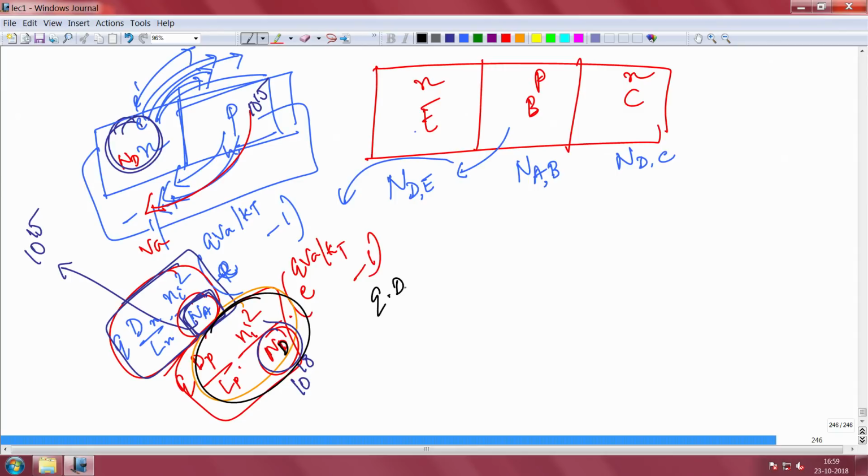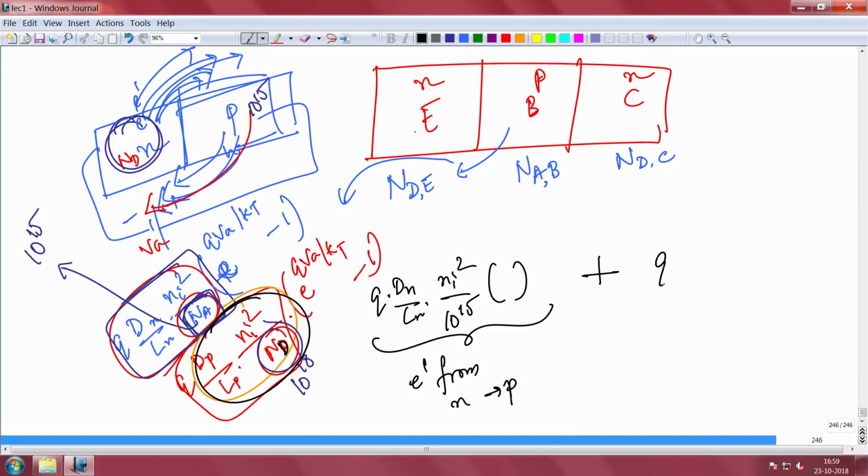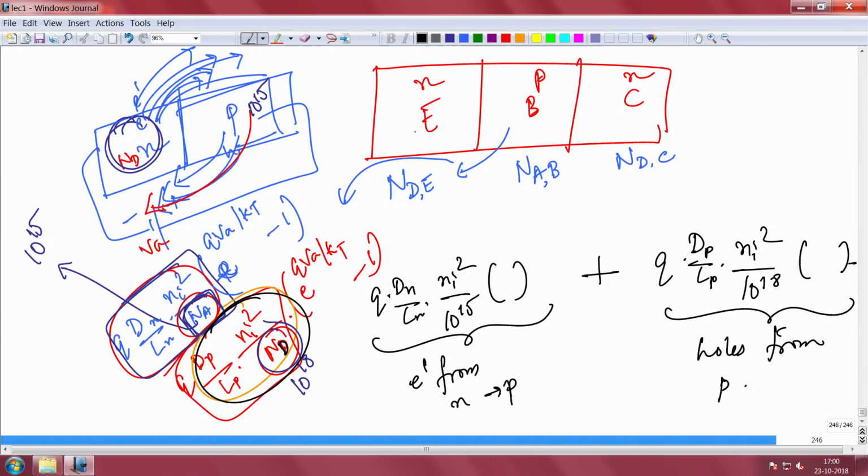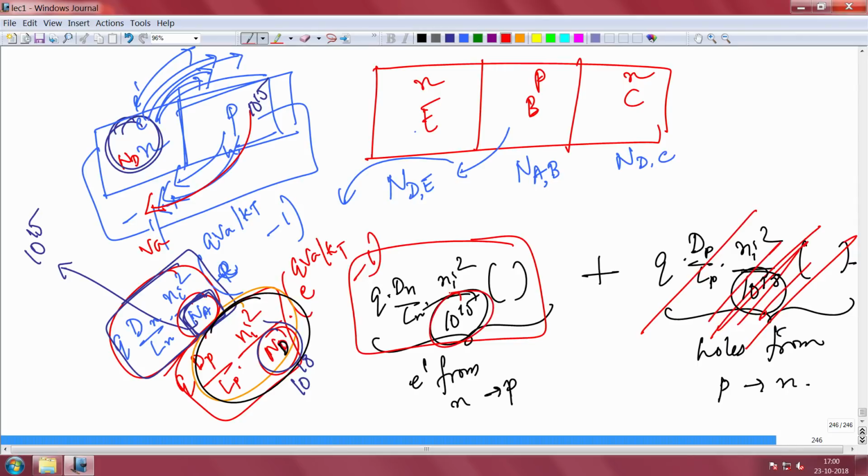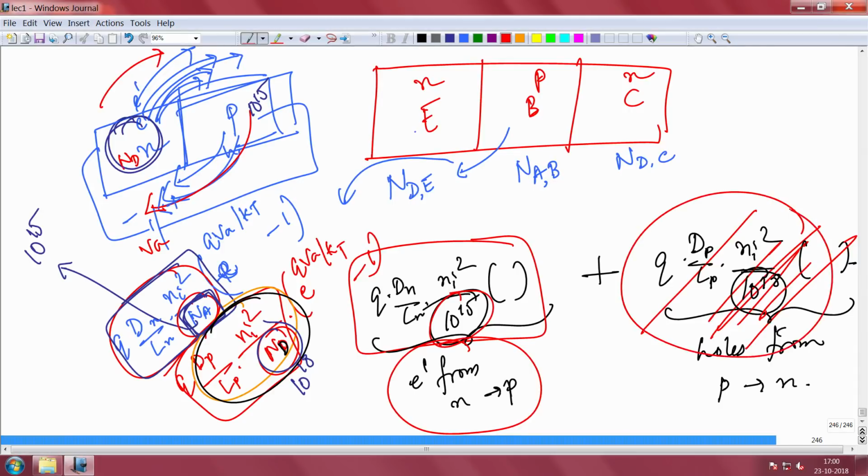So this will go as q Dn by Ln ni squared over 10 to the power 15 times an exponential. This is the current because of electrons from n side to p side. The other component is q Dp by Lp ni squared over 10 to the power 18 times an exponential. This is because of holes from p side to n side. This is 10 to the power 15, this is 10 to the power 18. This quantity will be much smaller because there is a 10 to the power 18 in the denominator, and this quantity will be much larger because there is 10 to the power 15 in the denominator. So electrons from n to p will be much larger than holes from p to n.